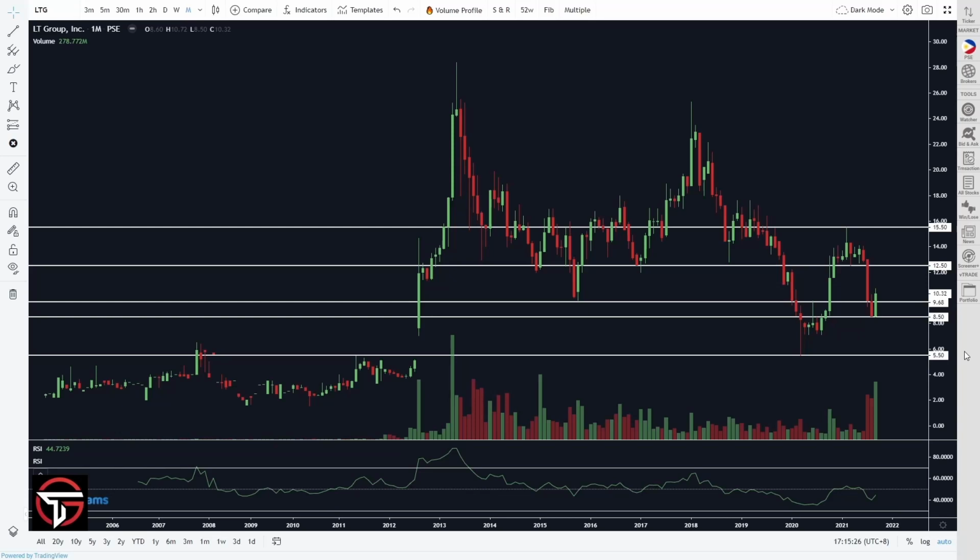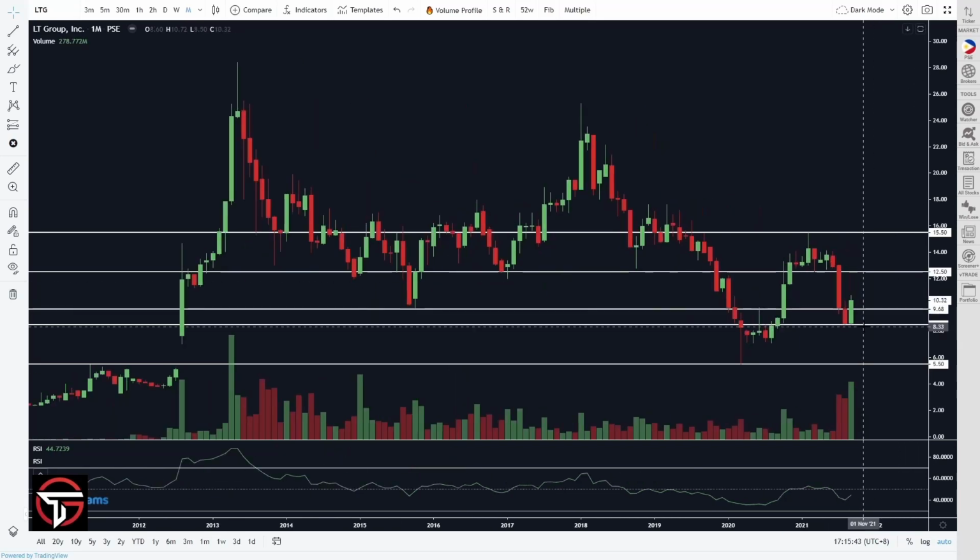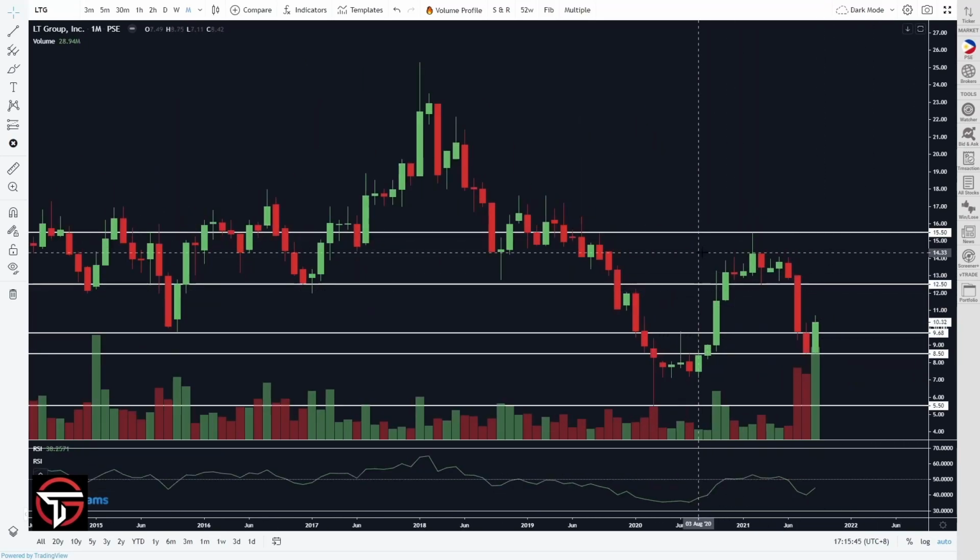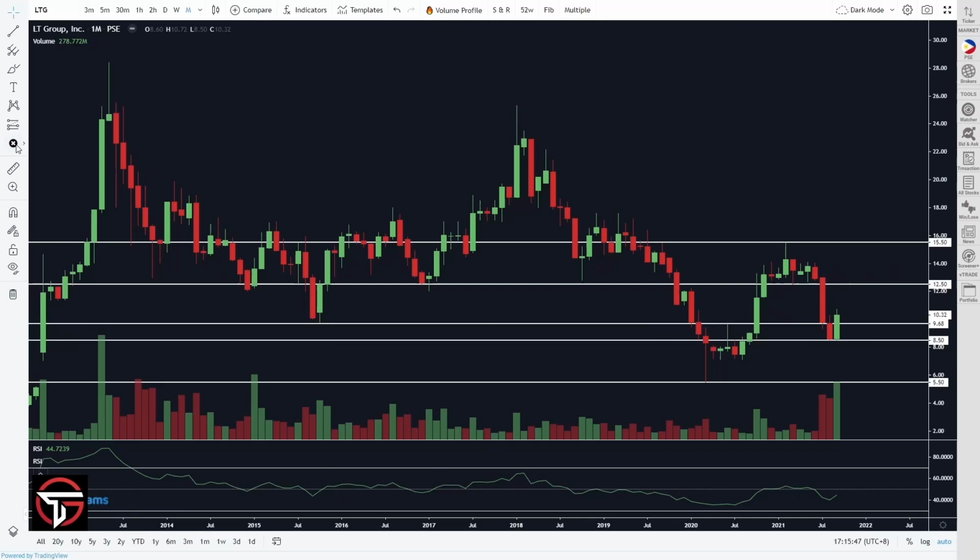Okay? So let's start. So LTG, nagkaroon tayo ng massive sell-off for the past 2 months. Okay? More than 2 months pa nga yata eh. Tapos this month, nagsimula na siyang bilhin ulit. Okay? So, for now, the monthly candle, simula tayo doon, no?